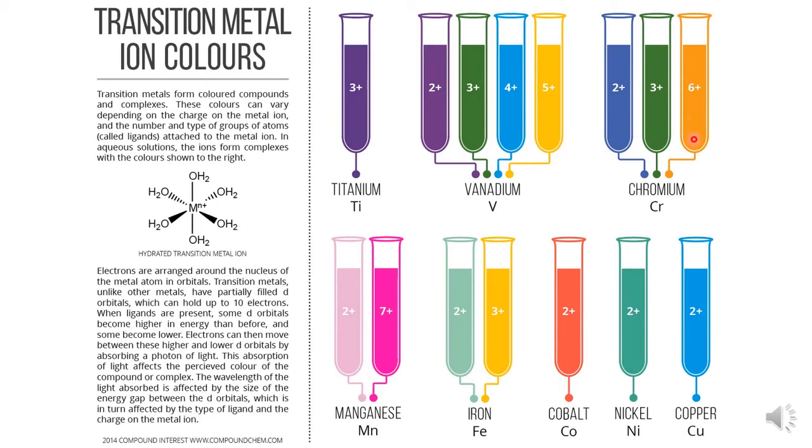So chromium can form +2, +3 and +6. +6 has a very stereotypic orange colour. Copper we're used to seeing as blue. Iron you're probably used to this rusty orange colour. But if you force it into that +2 state, it does form quite a nice pale greeny colour that I think is quite pretty. But that is just because of the energy that is being released when those electrons move from one energy level to another.